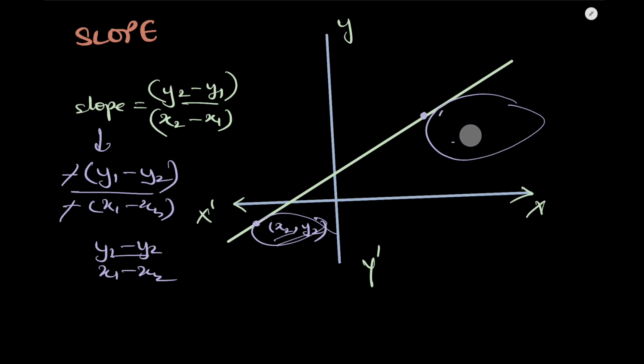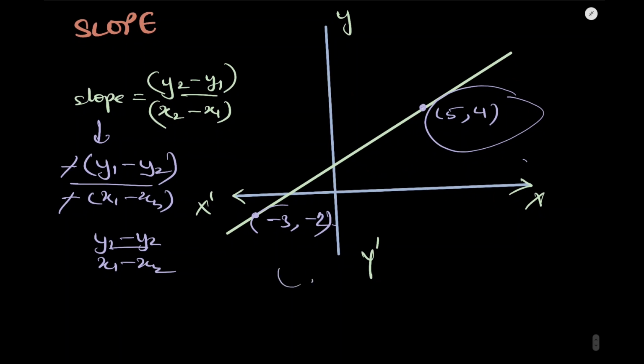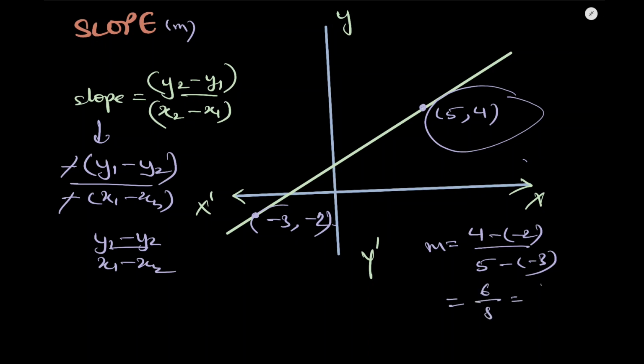For example, say this is 5 comma 4 and this is minus 3 comma minus 2. The answer here can be found either way. You can do this minus this or this minus this. We represent slope by m, so m will be equal to 4 minus of minus 2 upon 5 minus of minus 3, which will give us 6 upon 8, which is equal to 3 upon 4.